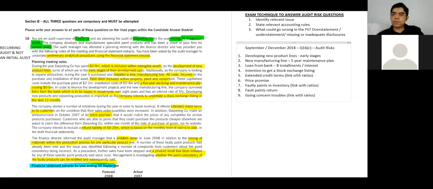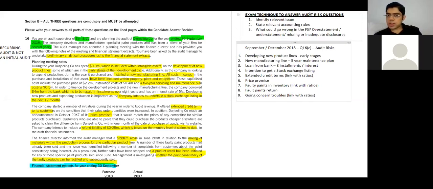So I hope you're happy with the identification of issues. We've just identified them. We haven't answered the question yet, but I hope you're clear on the identification part of it. So now that you've identified the relevant audit risks, you need to have an appropriate examination technique in describing or in answering your audit risk question. So here you go with the exam technique.